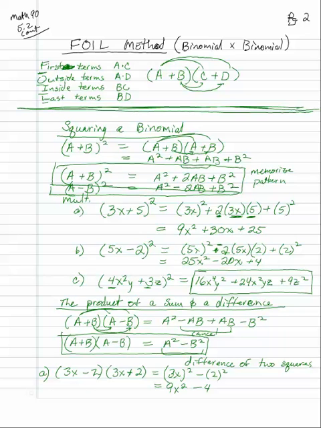Let's try one more. So if I wanted to do 4xy plus 7 times 4xy minus 7. And again, they're the same, so you just square the first term minus square the second term, and you're done. Great shortcut. Difference of squares. So the product of a sum and a difference of two terms is just a difference of two squares. You square the first term minus square the second term. And that's it.